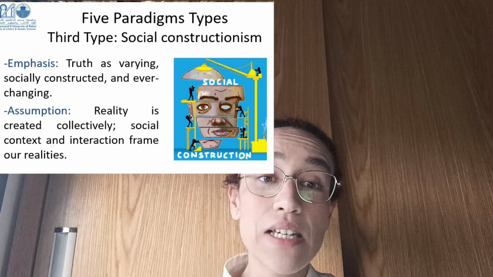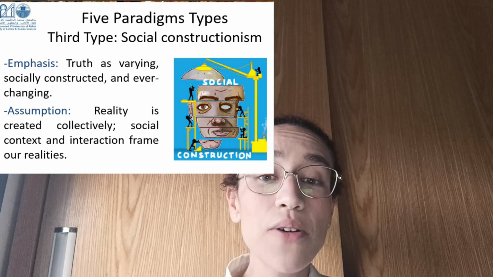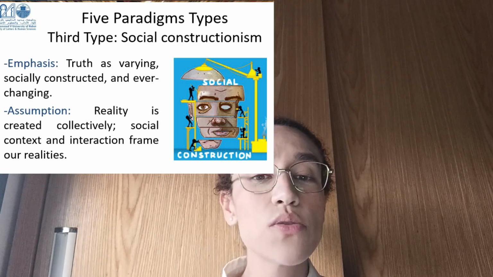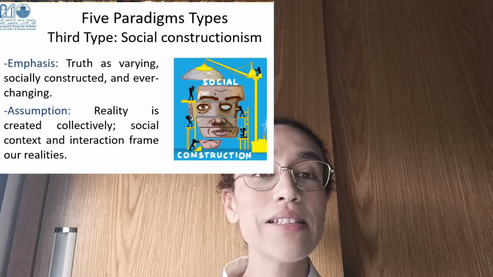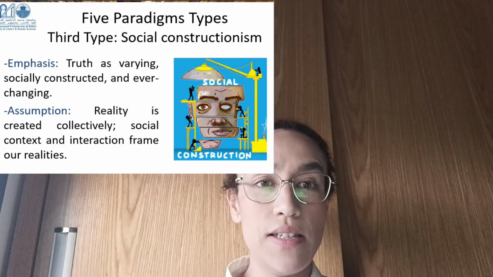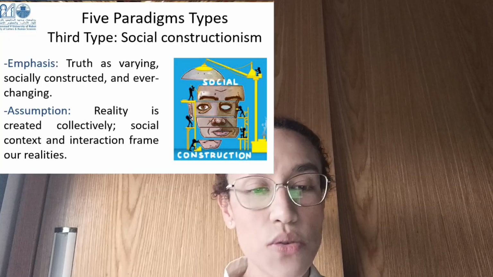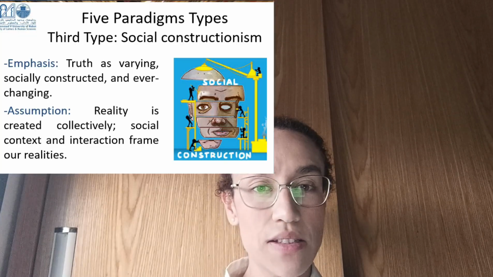The third type is social constructionism. Its emphasis is on truth as socially constructed and ever-changing. Its assumption is that reality is created collectively. Social context and interaction frame our realities.